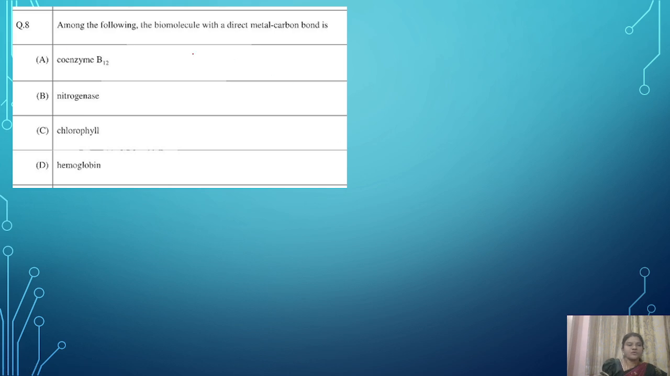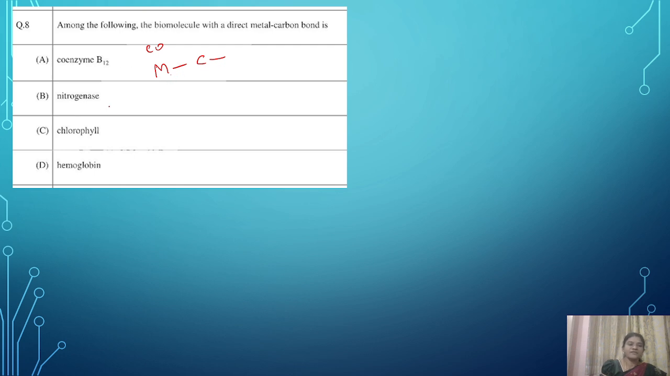Okay, next question. Among the following, the biomolecule with a direct metal-carbon bond is. Okay, there are four options given. The coenzyme B12, that is nothing but vitamin B12. Here the metal-carbon bond is there because the metal involved in this molecule is cobalt. Cobalt is directly attached to a methyl group. Therefore, a metal-carbon bond is present in coenzyme B12.